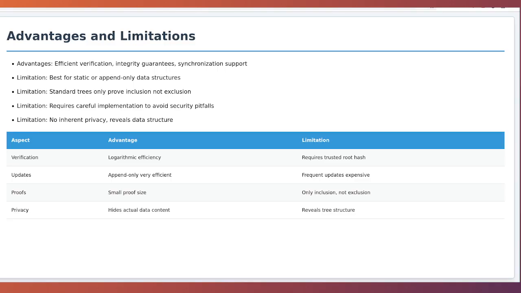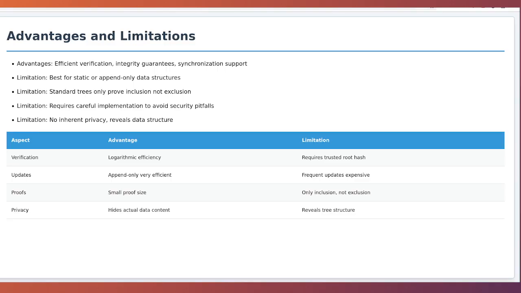However, Merkle trees have limitations. They're designed for static or append-only data. Frequently updating elements in the middle of the tree requires reconstructing large portions, which can be expensive. Variants like Merkle Patricia trees address this but add complexity.